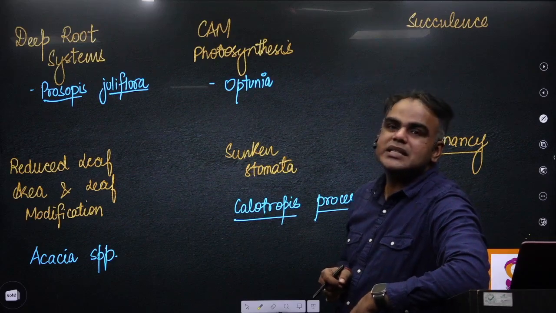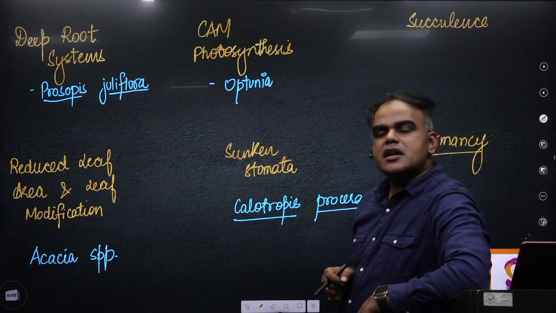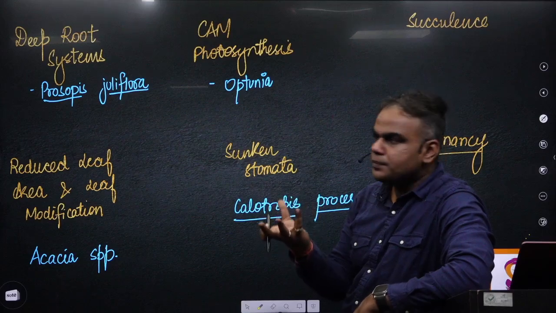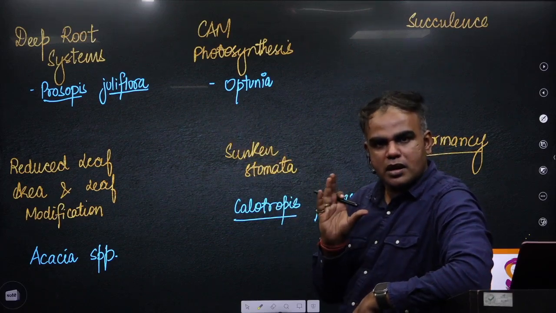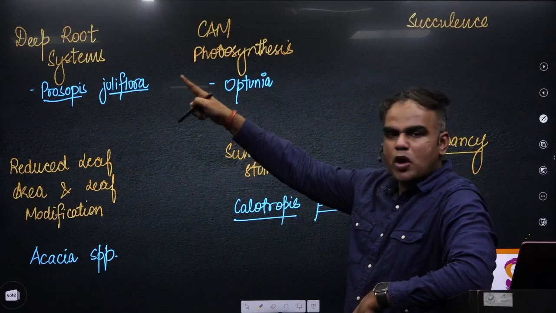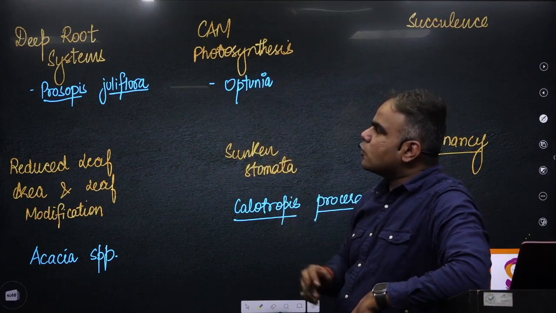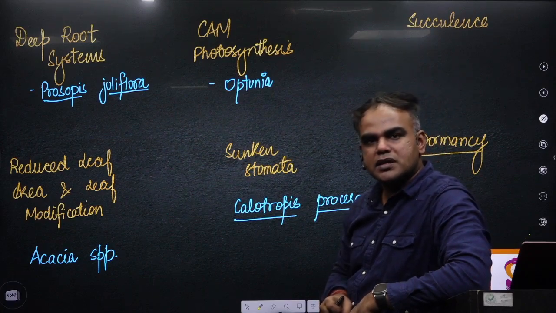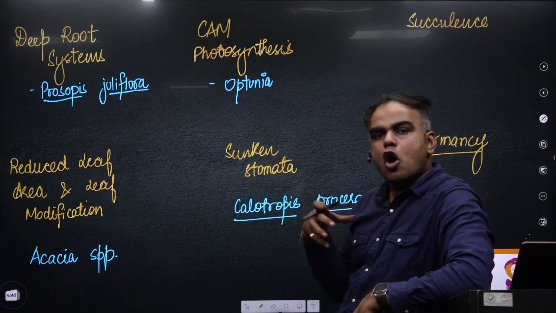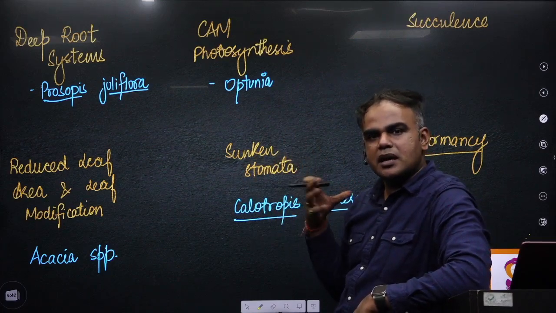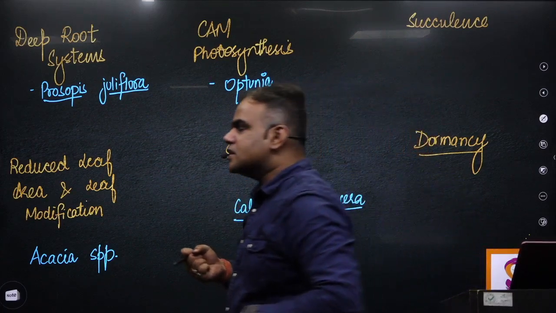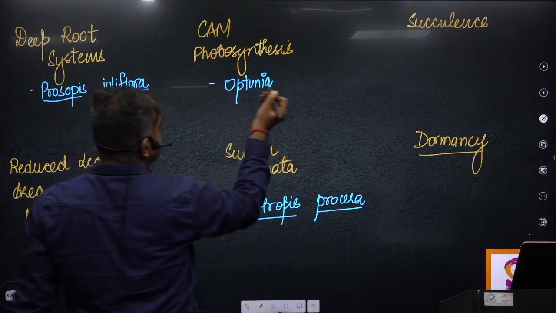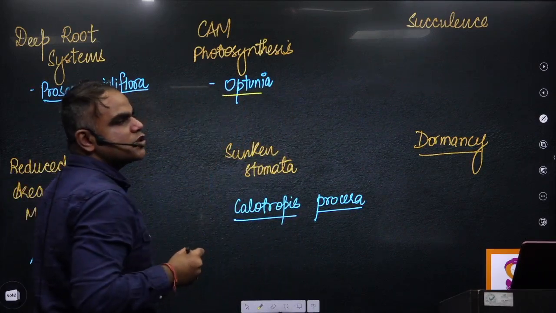We have deep root systems. Why are there deep root systems? To access soil water. This can be seen in Prosopis juliflora. Simple, one line, one point, one example. CAM photosynthesis: generally there is C4 or C3 photosynthesis, but CAM is a more optimized photosynthesis. Here there is less use of water, optimizing for water loss. It is seen in the prickly pear cactus, also known as Opuntia.